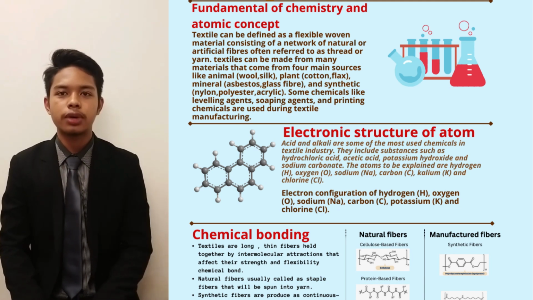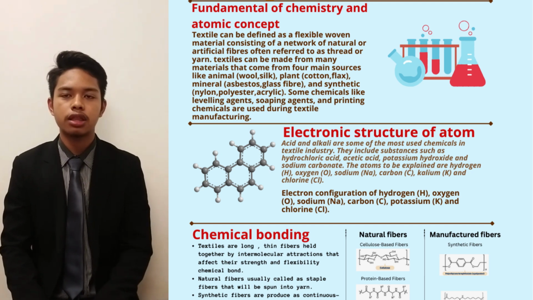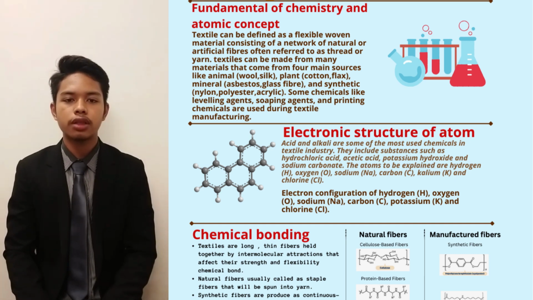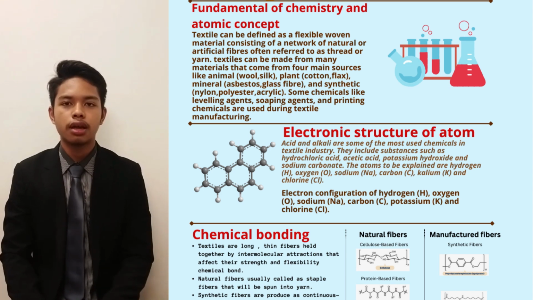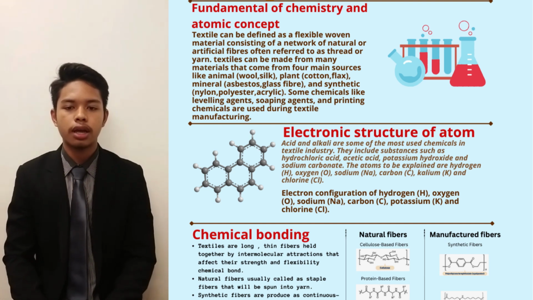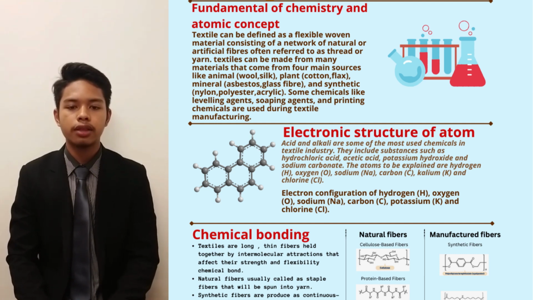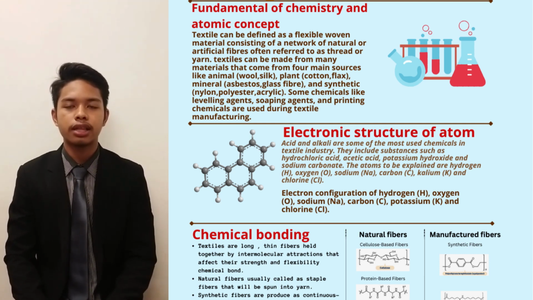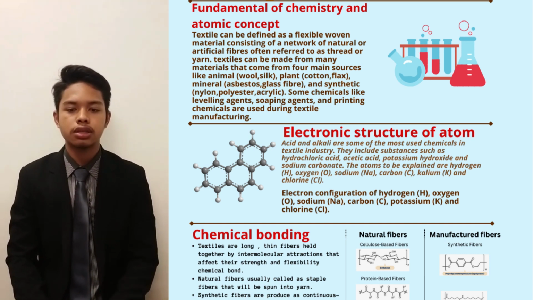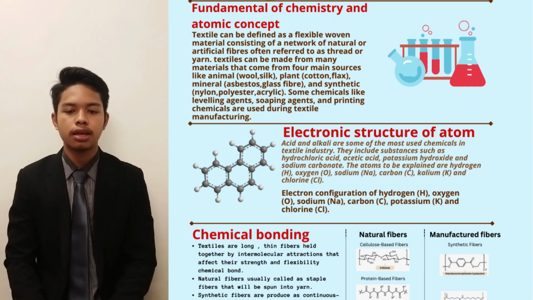I am going to talk about fundamentals of chemistry and atomic concept. Textile is a flexible woven material consisting of a network of natural or artificial fibers, often referred to as thread or yarn. They are widely used for carpeting, furnishing, window shades, towels, and more. Textile can also be made from many materials that can be gained from animals, plants, minerals, and synthetics. It contains a large number of chemicals used in their manufacturing that may have inherent properties that are hazardous to human health and the environment.